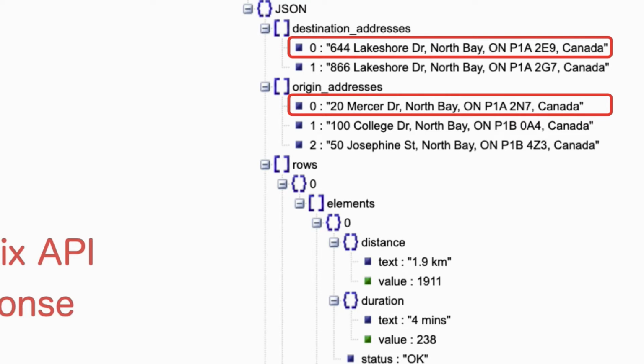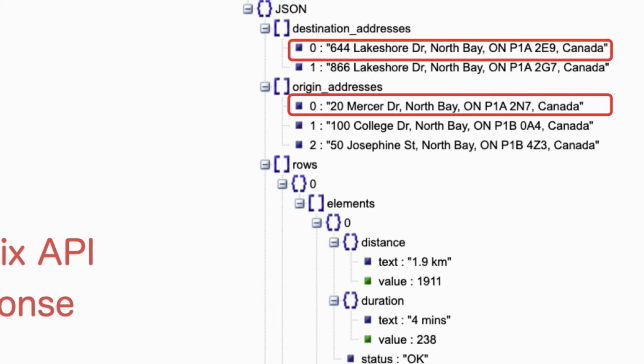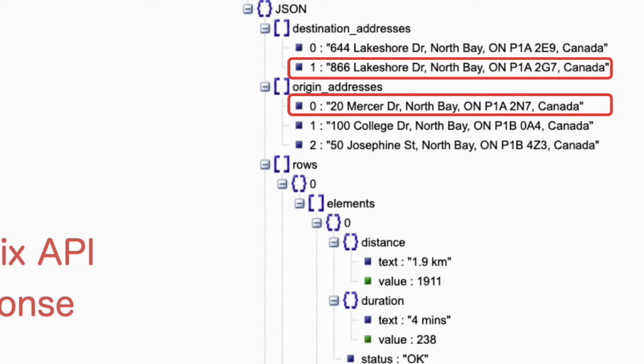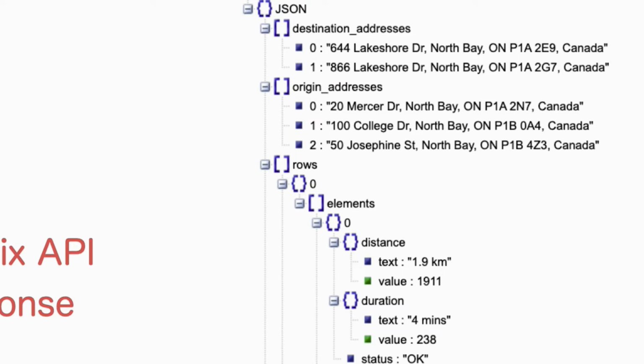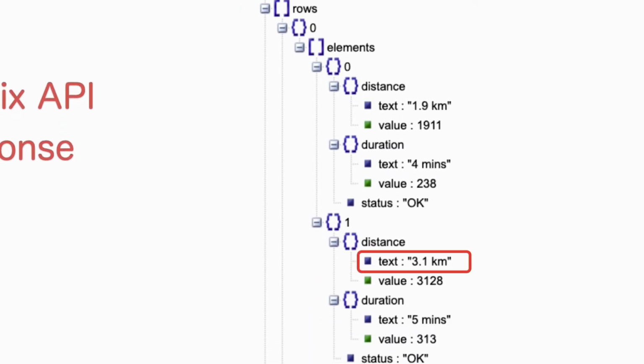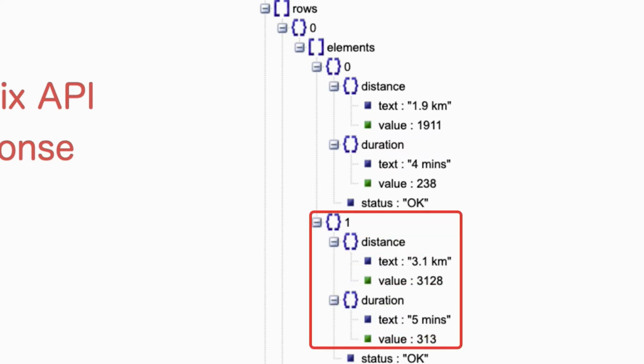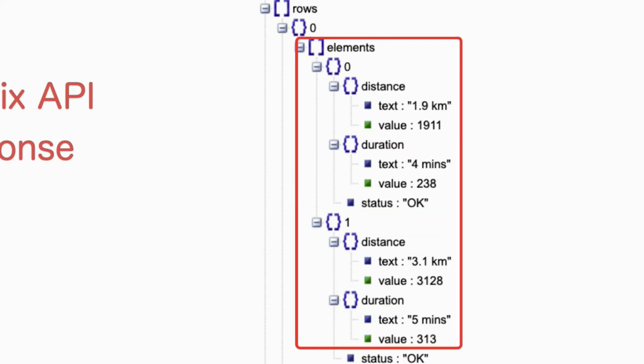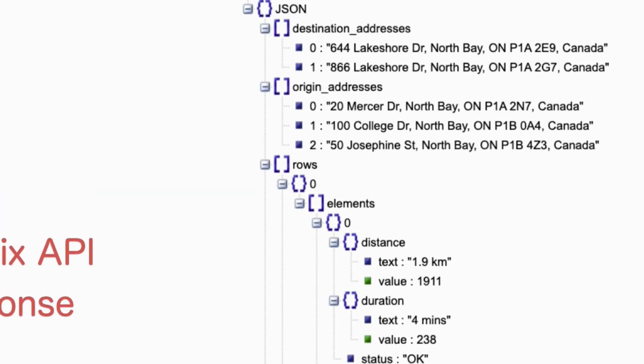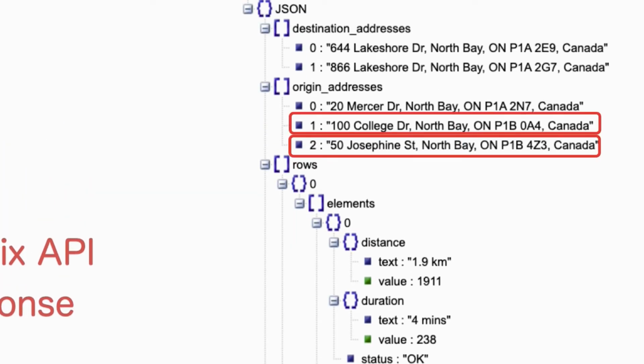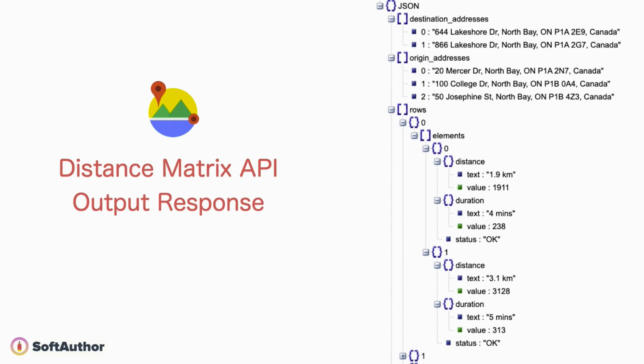I'm going to use the same origin, which is 20 Mercer Drive, and the next destination address, which is 866 Lakeshore Drive, which is 3.1 km and 5 minutes duration. And this result is added to the second index in the elements array. Then the same thing happens with the two remaining origin addresses.